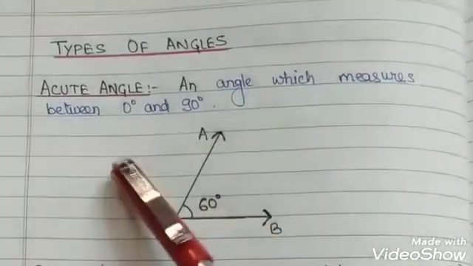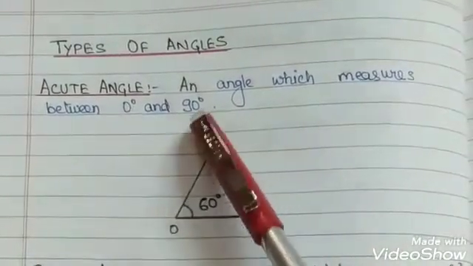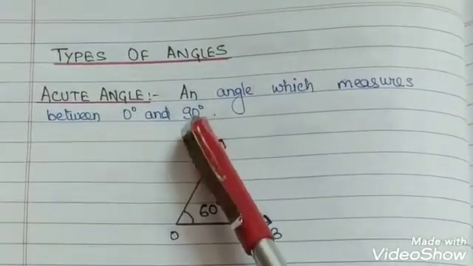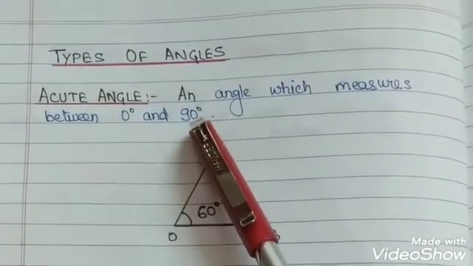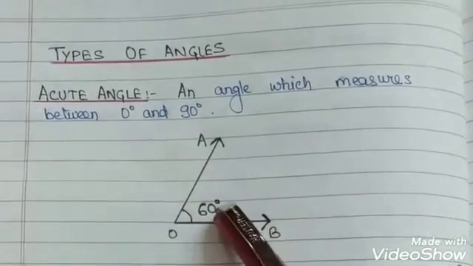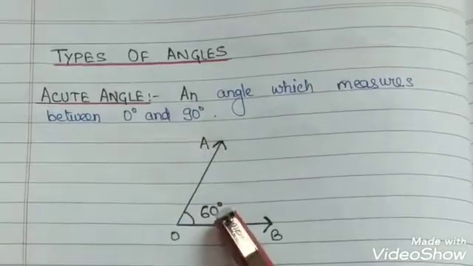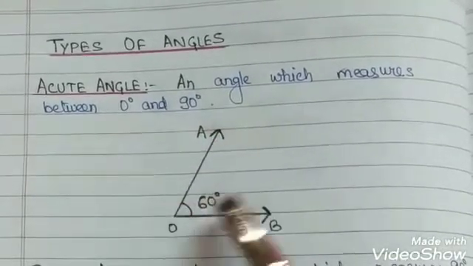So let's start with acute angle. An angle which measures between 0 degree and 90 degree is called an acute angle. For example, 60 degree. 60 degree is greater than 0 degree and less than 90 degree. So it is an acute angle.